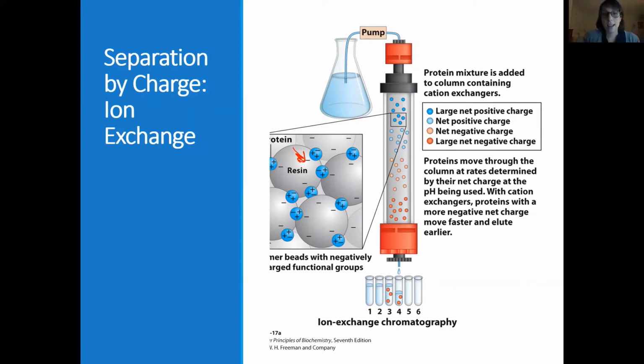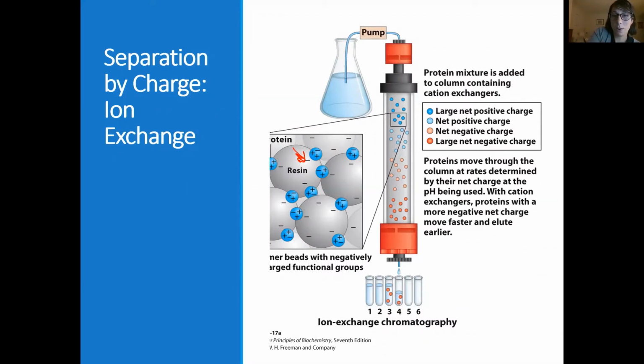That means that anything that is positively charged is going to bind more so with the resin. And anything that is negatively charged will not bind with the resin, so it will go through the column faster. So again, positive charge goes slower, negative charge goes faster. Then, based on the size of the protein, we can distinguish it a little bit more.